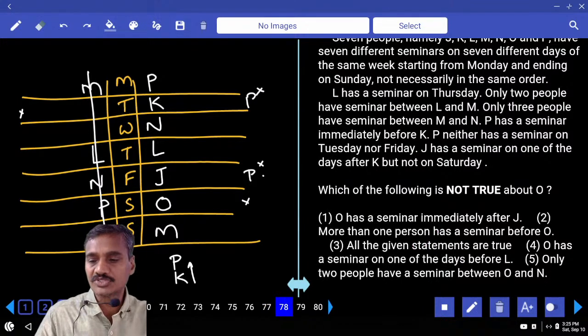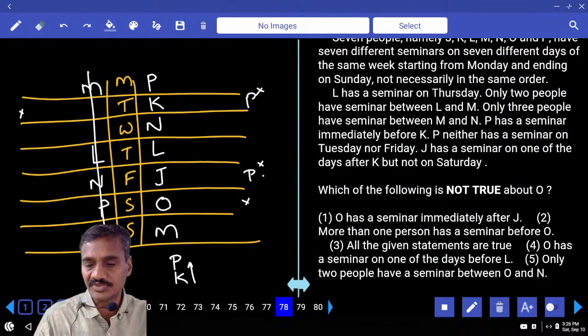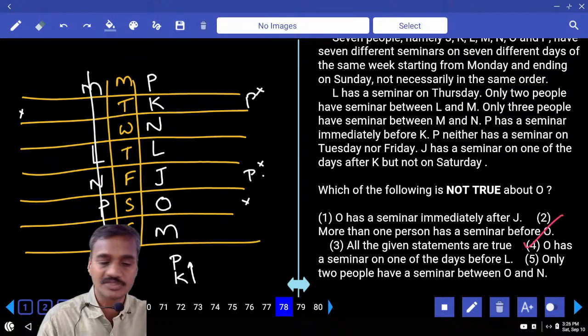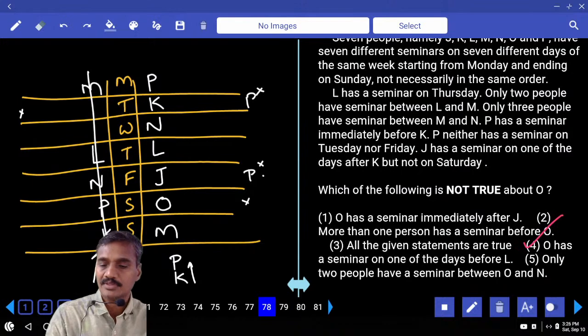And which of the following is not true about O? O has a seminar immediately after J. Definitely true. Not true, another. More than 1 person has a seminar before O. That is also true. And O has a seminar on one of the days before L is false, because O is after L. Definitely false, choice 4, 78. 79.